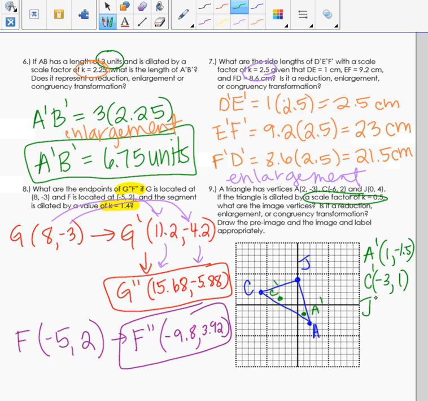And then J prime started at 0, 4. 0 times 0.5 is still 0. 4 times 0.5 is 2. So we're here, and that's J prime. So there's your image and your pre-image. So the pre-image is the purple, the image is the green. And then, is it a reduction, enlargement, or congruency transformation? Well, we can tell from our scale factor that it's going to be a reduction, and the picture verifies that because it got smaller. Okay? Notice it's the same picture, it just got smaller. It didn't turn, it didn't flip, nothing like that. So all things that you can use to check your work.